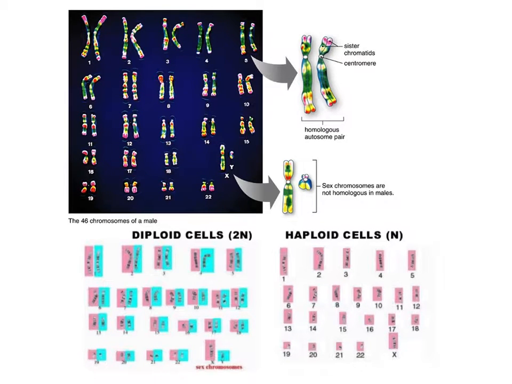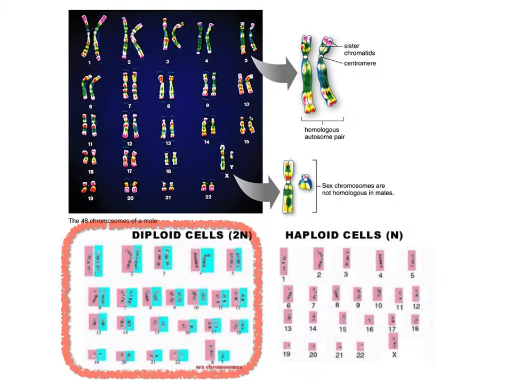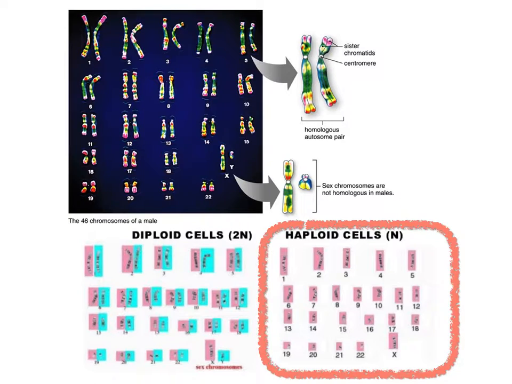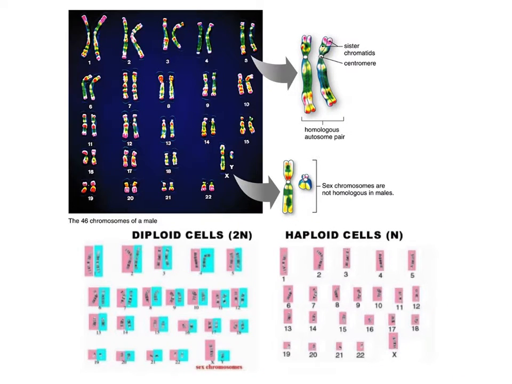Now, the bottom picture shows the difference between diploid, or 2n, and haploid, or n. As you can see, on the left side, the diploid cell has, as I said, 23 pairs of chromosomes, the red or the pink and the blue. Each of those chromosomes comes from either the mother or the father. That's homologous chromosomes. And on the right side, we have the haploid cells, which is n, and you see that the blue chromosomes are not there, just the pink set, which represents the 23 chromosomes of the haploid set.